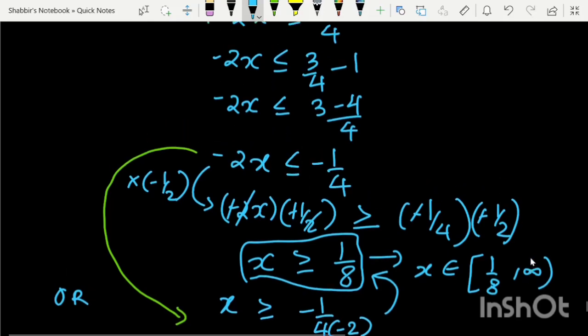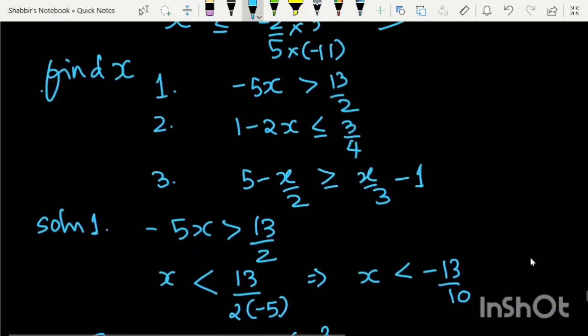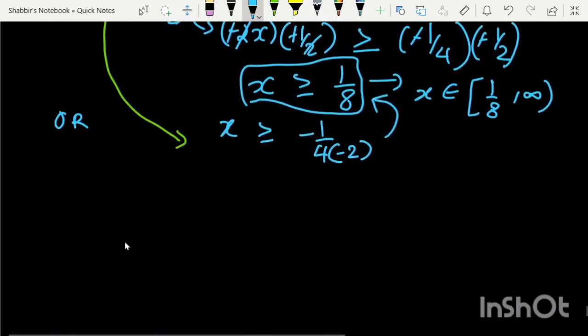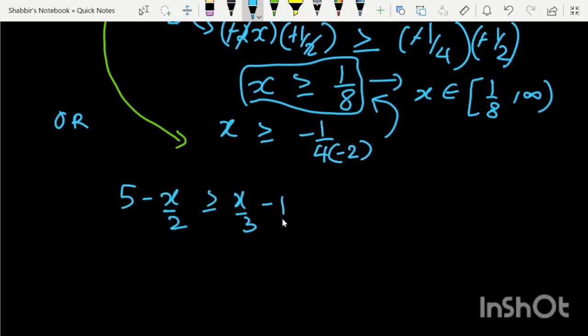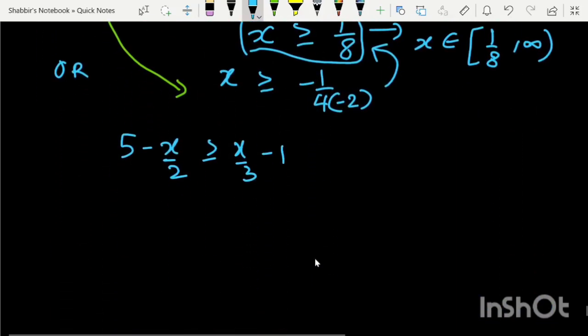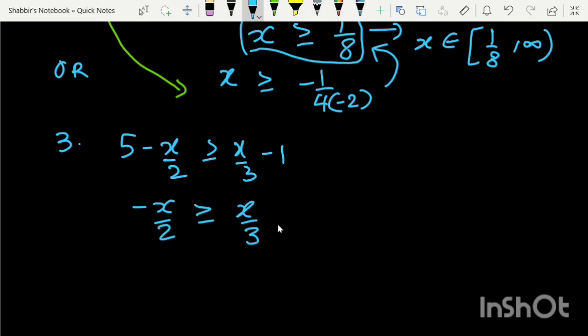Okay, now let's take the third question. 5 minus x by 2 greater than equal to x by 3 minus 1. This is the third question. So first we can do it directly, but step by step we will do. I will first transpose 5 on the right hand side, so it becomes minus 5, minus 5, minus 1 will give minus 6.